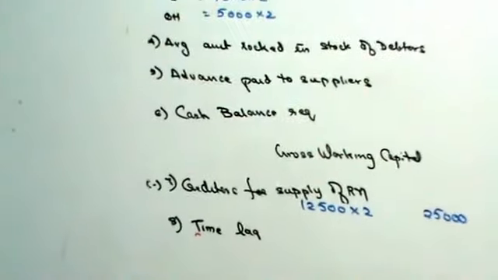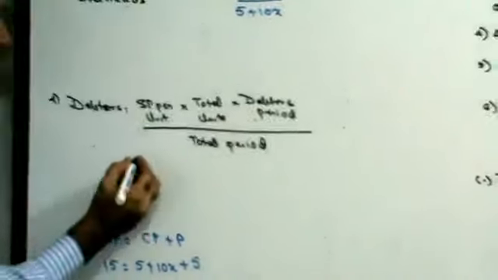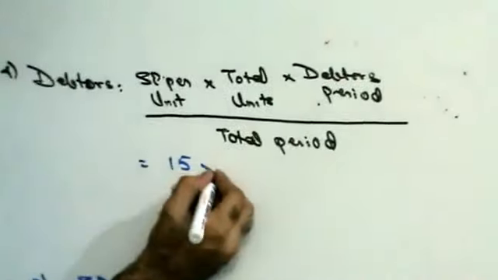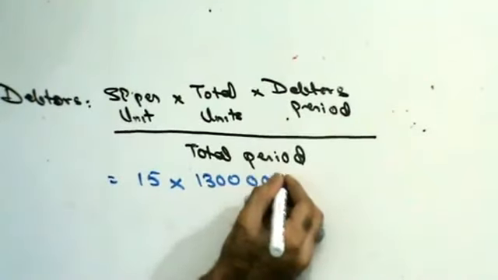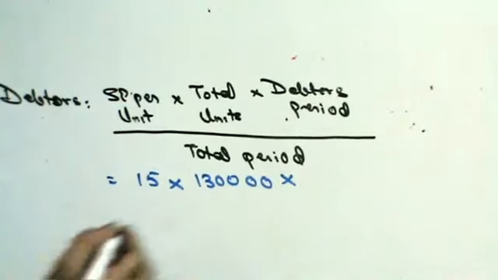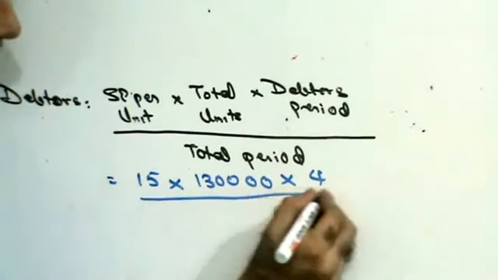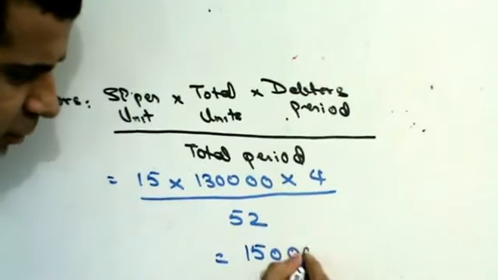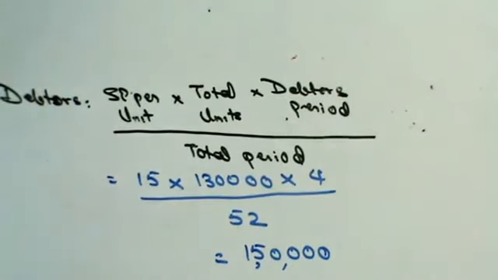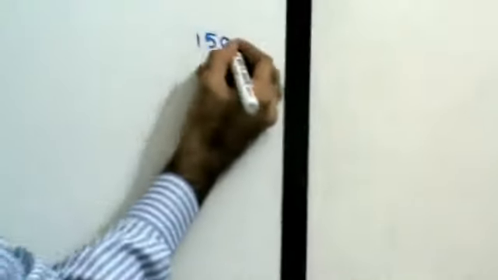Next, debtors is 4 weeks. Debtors is selling price per unit into total units, 1,30,000, into debtors period of 4 weeks, divided by total period of 52 weeks. Someone please calculate this and give me. This should be 1,50,000. Thank you. So debtors is going to be 1,50,000.